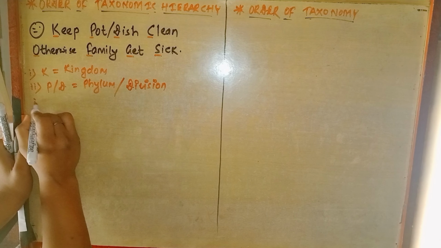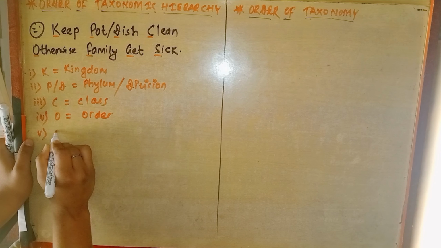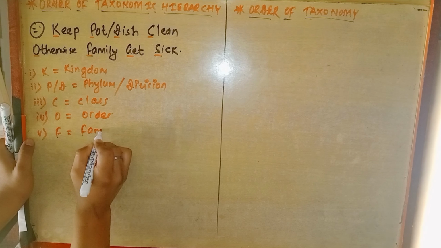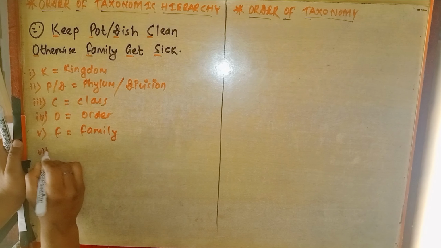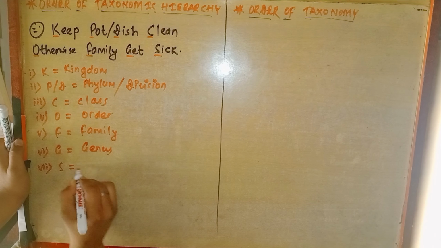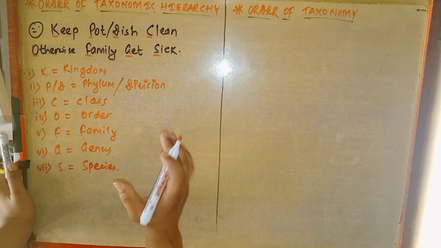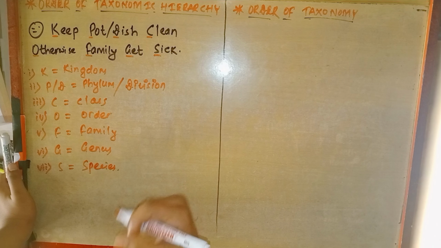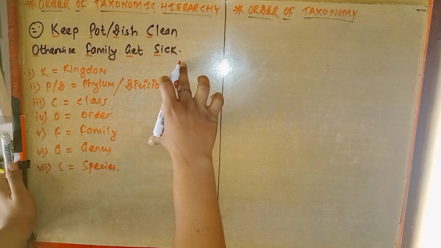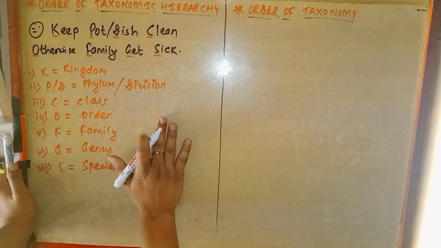And in third we have C. So C means class. In fourth we have O means order. In fifth we have F. So F means family. And in sixth we have G. So G means genus. And in seventh we have S. So S means species. So this is the order. So if you write any plant or any animal taxonomic hierarchy, we have to follow this order, so you will get the full mark.